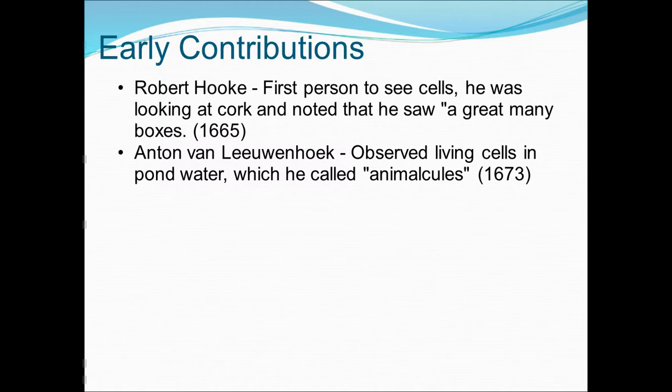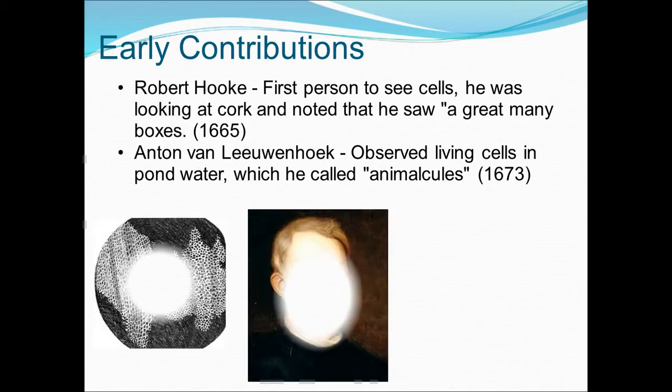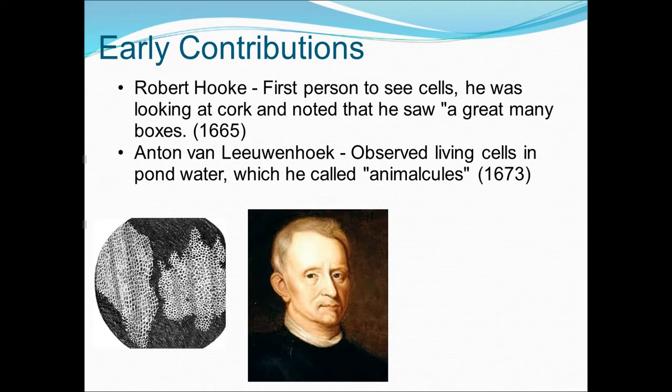Robert Hooke and Anton von Leeuwenhoek were two of the first individuals to see cells, fairly close to each other as far as time goes. Robert Hooke was the first person to officially see cells. He was looking at cork, which is a plant that we use for bulletin boards and sometimes sandals and things like that. And he noticed that there were a great many boxes, as he called them. You can see his image that he would have seen under a microscope. Since he saw all these boxes, he called them cells, like cells in a prison.